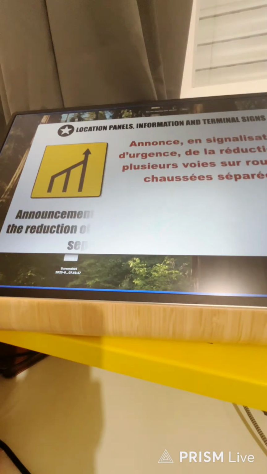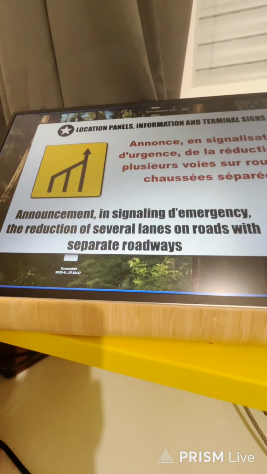Likewise, this as well is the same thing. It's telling you that this one is announcing that the reduction of several lanes is going to turn to only 1 road. You can see these two, they are closing these 2 roads, and it will be just 1 way. So just to tell you in advance. Okay.